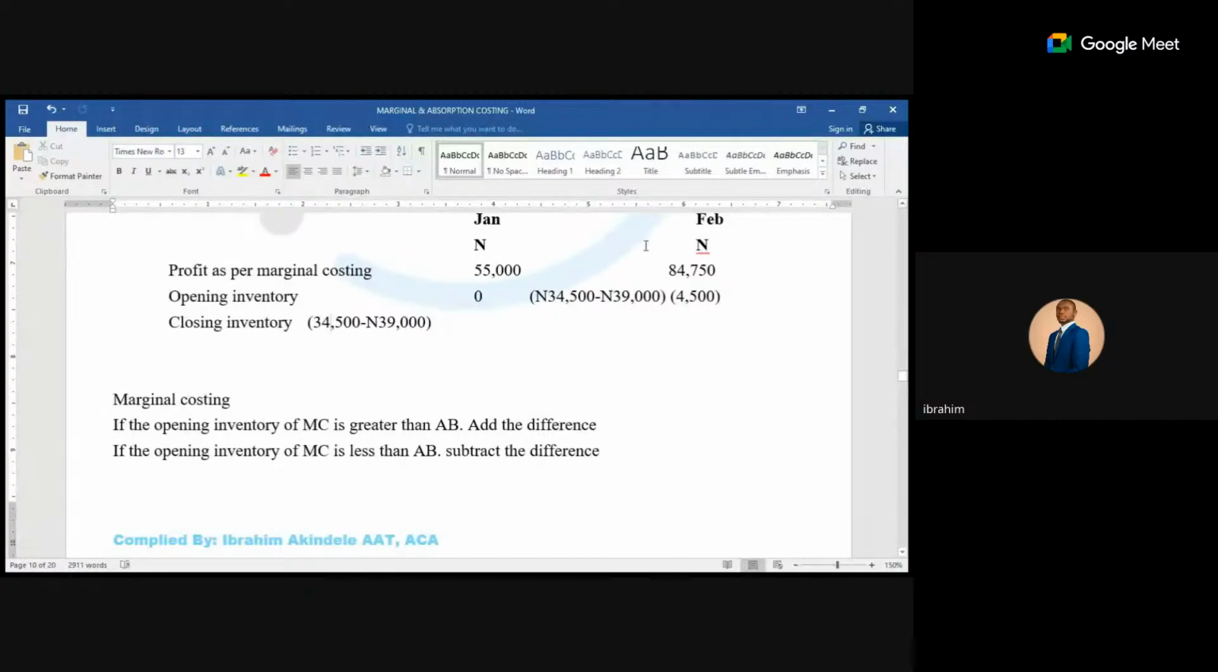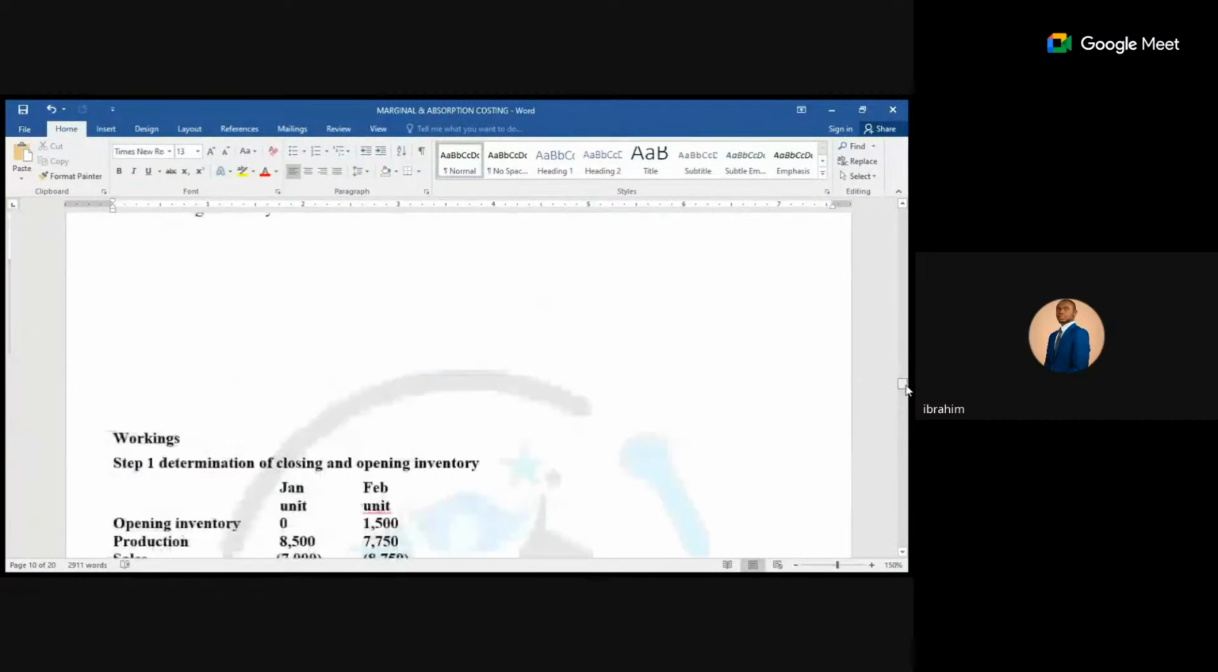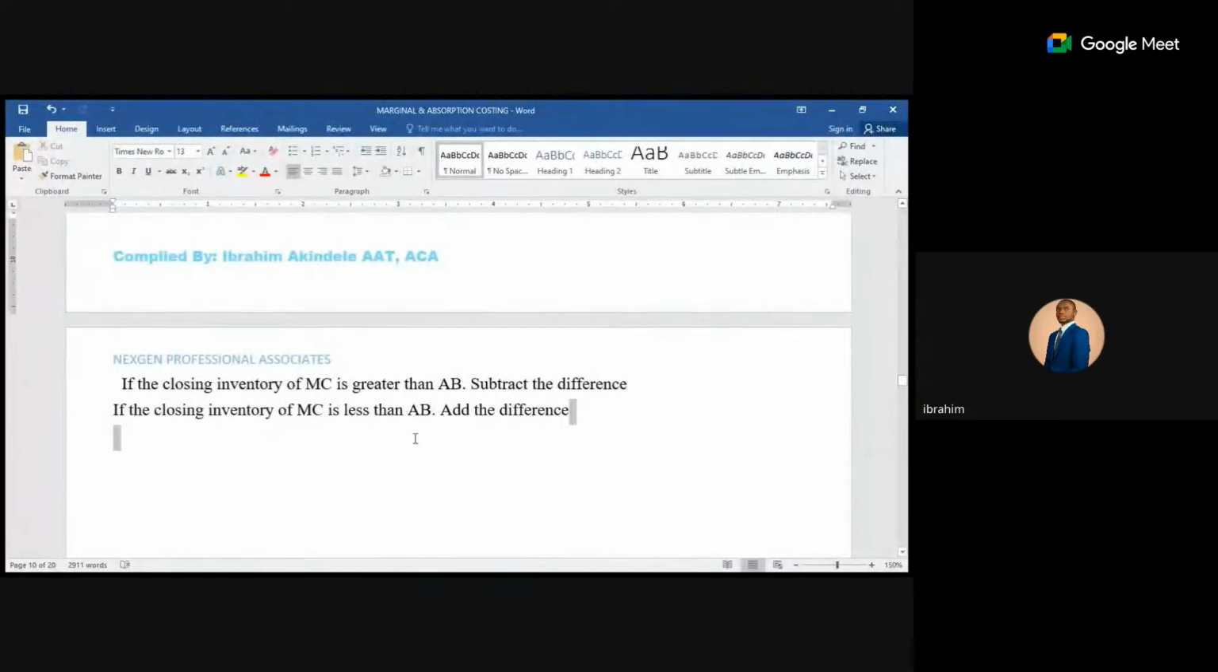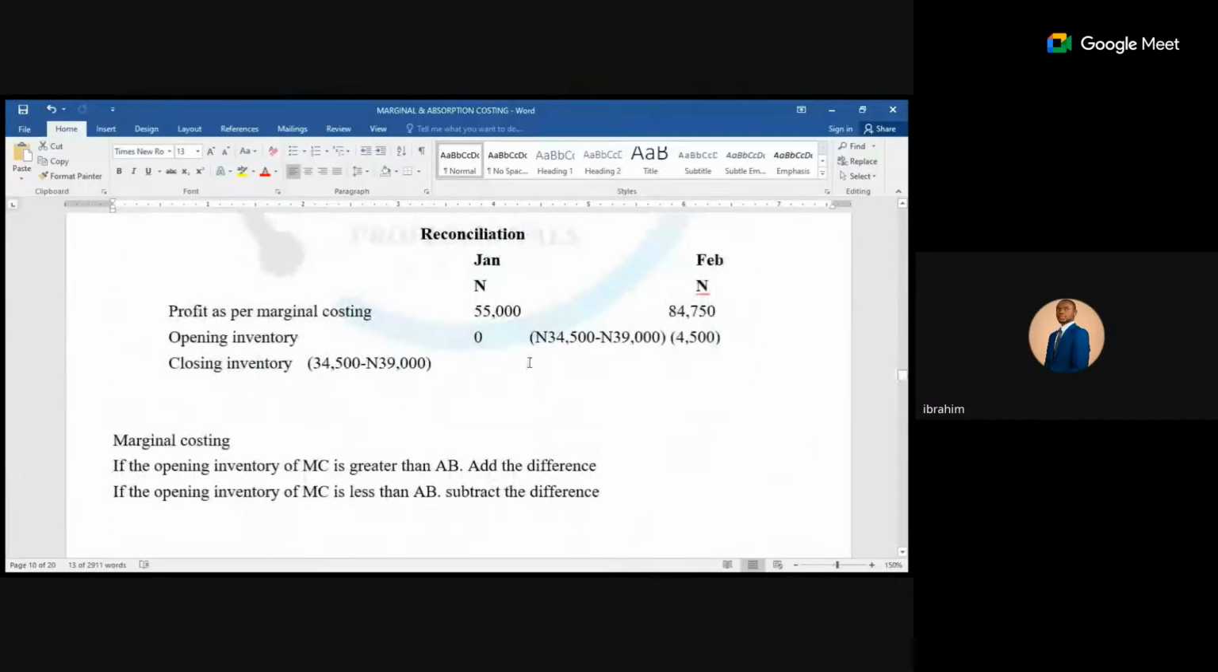So we had the difference. Class, you had the difference. Can you see it? So what is the difference? The difference is 4,500.